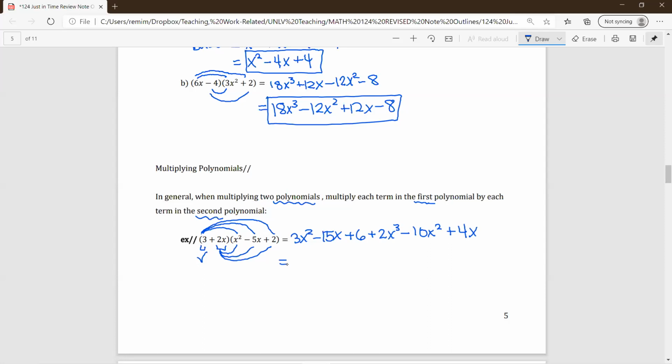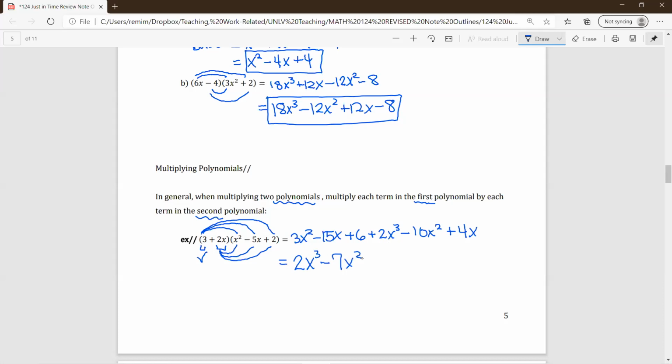At this point, I look for like terms. And I'm going to start with the highest exponent first. So the highest exponent is the 3, the 2x cubed. So I'm going to write that one down first. That doesn't have any like terms, so I'm just going to leave it as that. Then the next one would be the x squareds. And we do have like terms for that. We have a 3x squared minus a 10x squared. So 3x squared minus 10x squared is negative 7x squared.